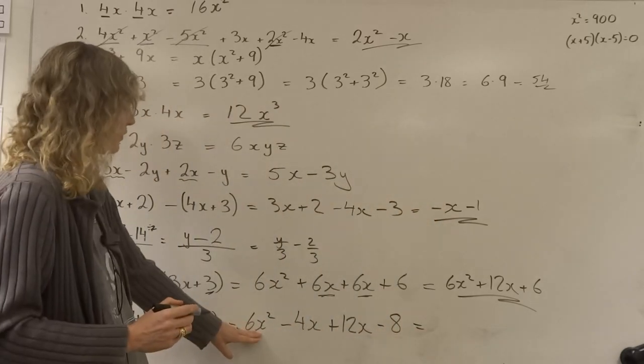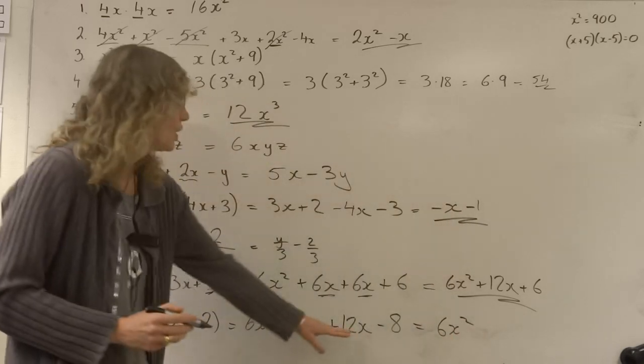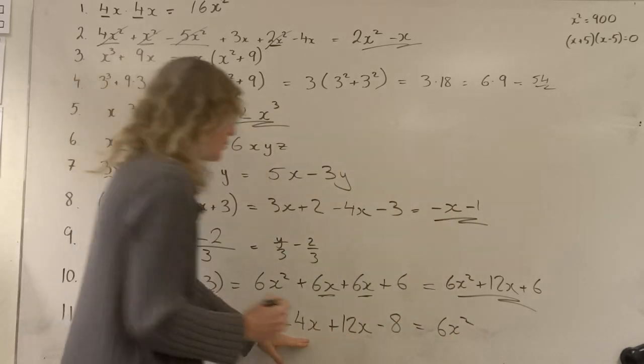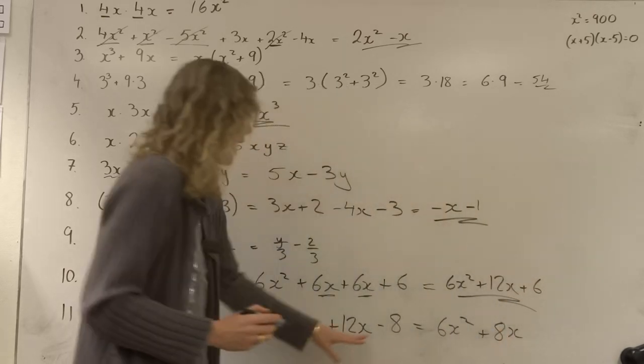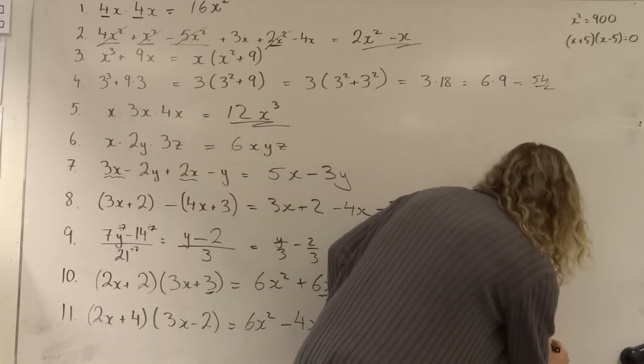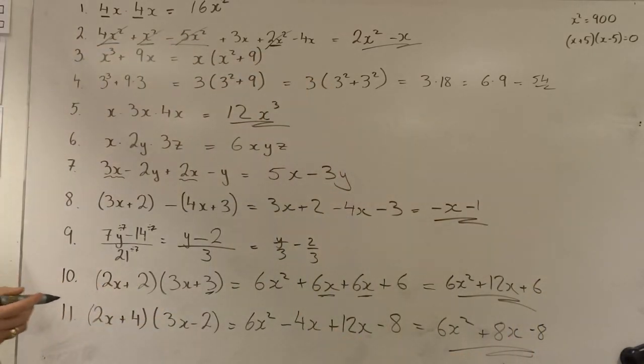So we simplify again: 6x squared. That's our only x squared term. 12x minus 4x will give us plus 8x. And minus 8 again. And that's how we would leave that one.